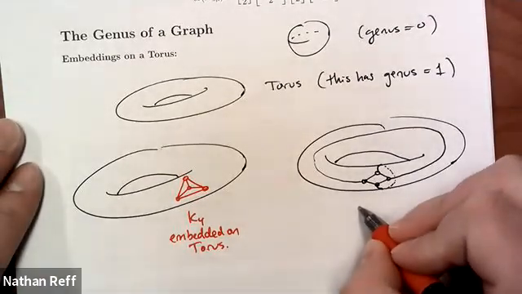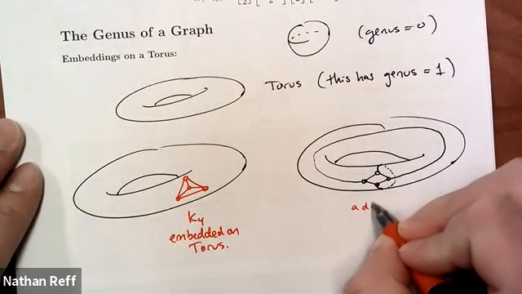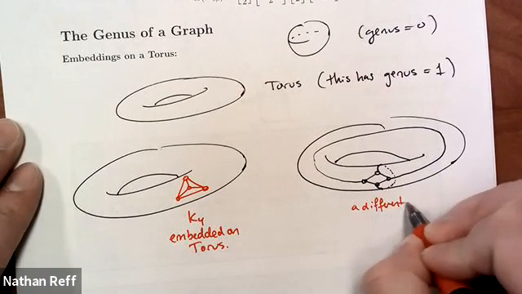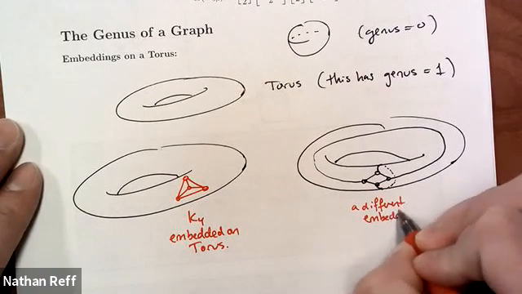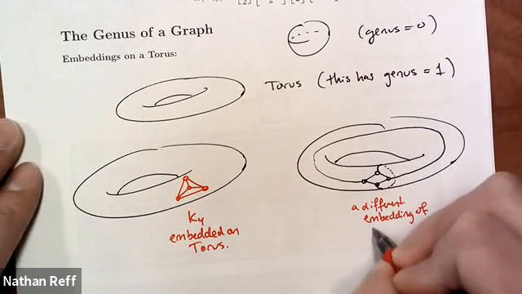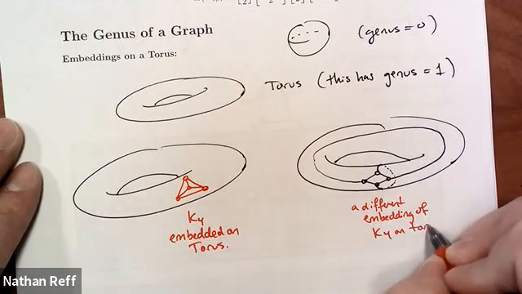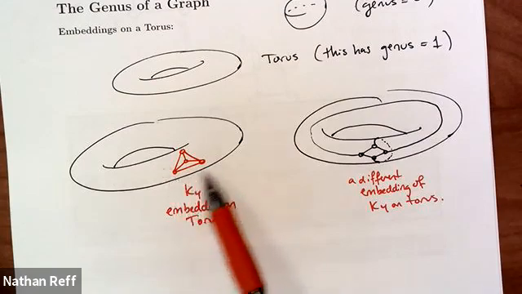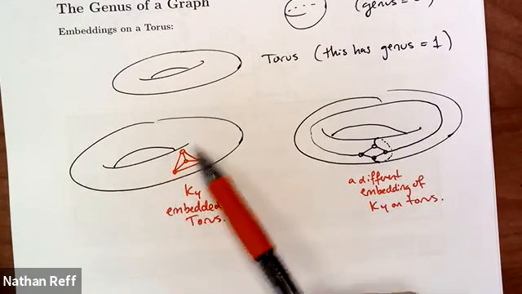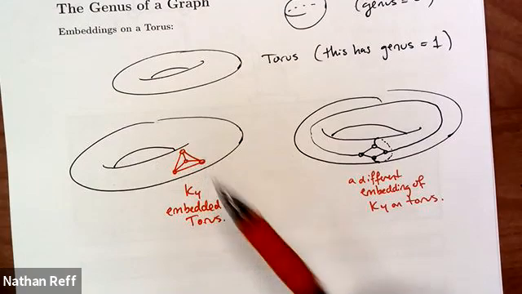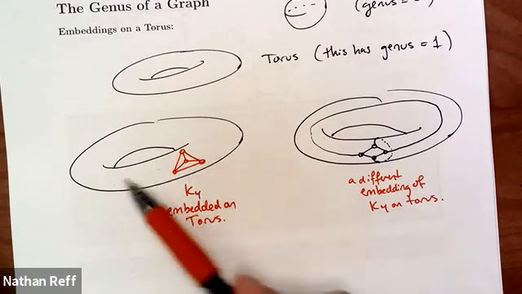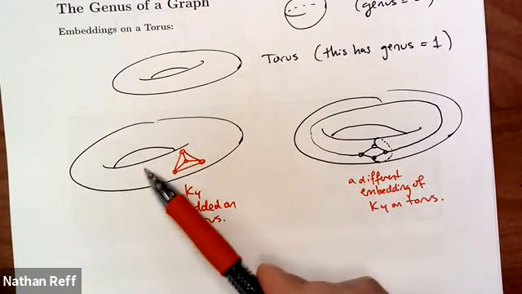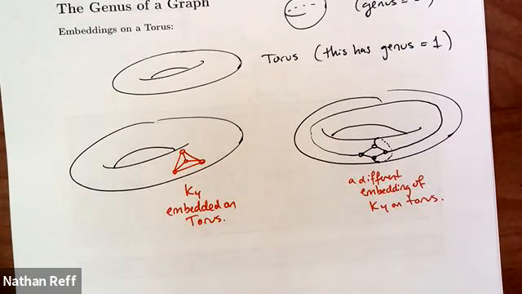So here's a different embedding of K4 on the torus. Now K4 was planar, right? I just drew it on a sector of the torus, I really didn't need the hole in that surface, right? But what do we know is not planar? K5 and K33, right? So here's a good challenge for you.